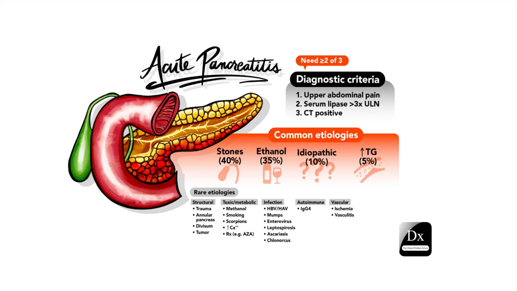Remember the most common etiologies of pancreatitis, which are gallstones, alcohol, high levels of triglycerides, and idiopathic causes. And lastly, remember that there are various rare etiologies that can sometimes lead to acute pancreatitis. We hope you enjoyed the schema.